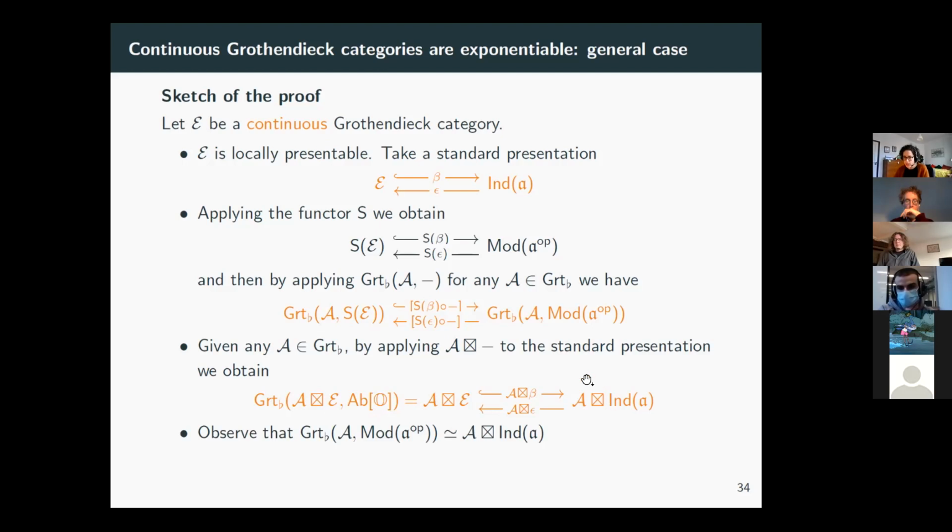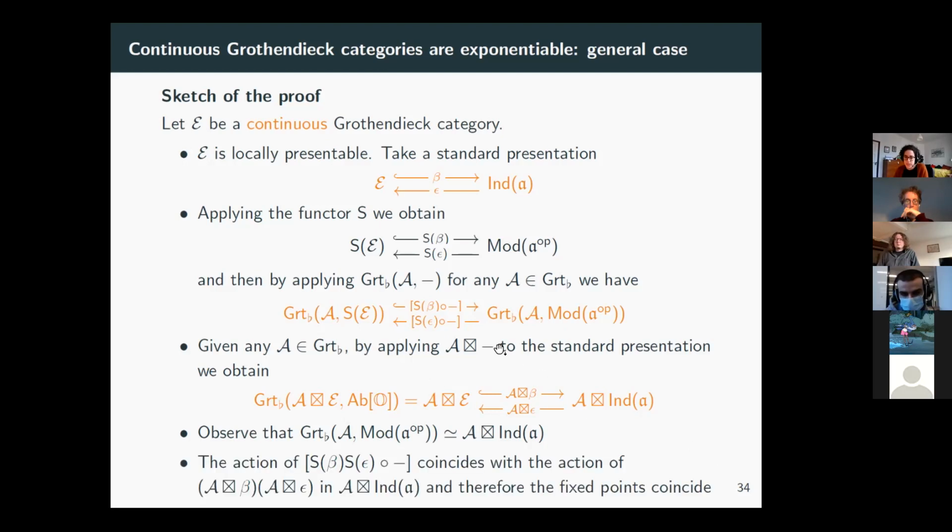So to conclude, one just needs to check, okay, does this action, doing first this and then this, and this action coincide up to this equivalence? If they do, the fixed points of the action, which are precisely this, must coincide as well. And indeed, one can check that these two actions are the same up to this equivalence. Therefore, the fixed points of the action, which are these two, are also coinciding. And that shows the property, right? Flat morphisms from A to S of E has the universal property that we require, which proves finally the theorem.